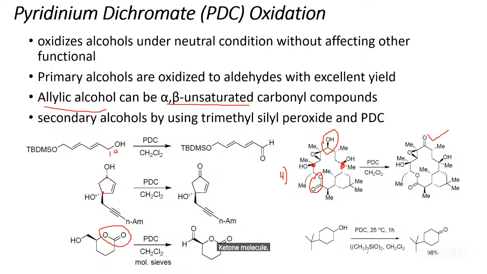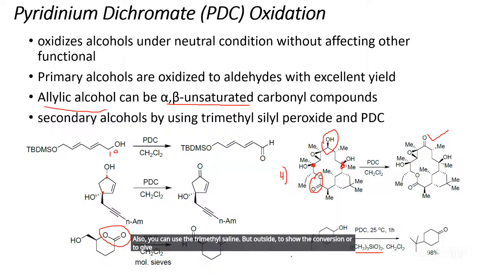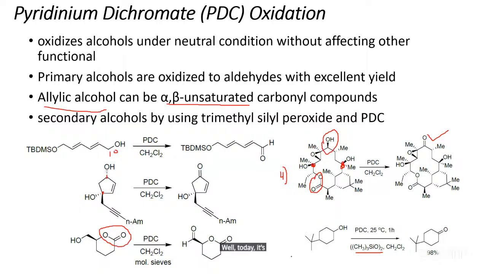In the third, we observe that if we use trimethylsilyl peroxide and the PDC reagent, the secondary alcohol is converted to the ketone molecule. That means the reaction does not take place only in the presence of DCM. Also, you can use trimethylsilyl peroxide to give the new oxidized aldehyde or ketone molecule.